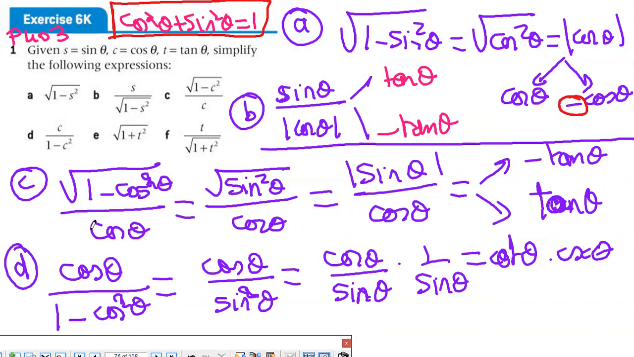D, I have cosine over radical 1 minus cosine squared. 1 minus cosine squared, again, it's sine squared. So it's cosine over sine times 1 over sine. This is cotangent times cosecant theta.